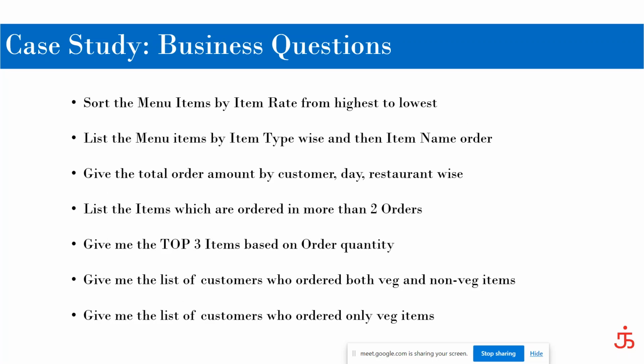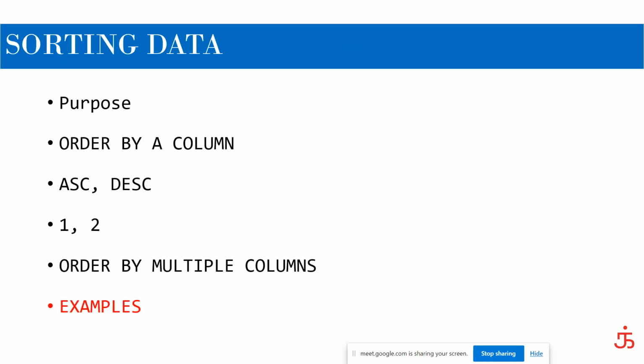And today we are going to address these business questions. As we move to DQL, data query language, every day we are going to solve some of the business questions. Today we are going to solve 7 business questions. Isn't it interesting? We are going to solve questions like sorting menu items based on the item rate, highest to lowest, and give me the top 3 items based on order quantity sold. And finally we are going to combine data: give me the list of customers who ordered both veg and non-veg items. So without wasting time we are getting into the topic. We will eventually solve those 7 business questions today.